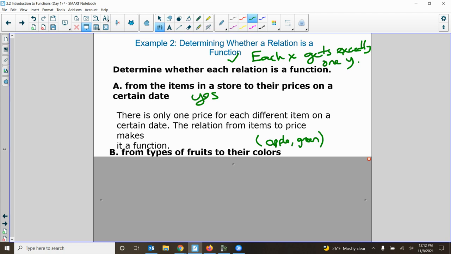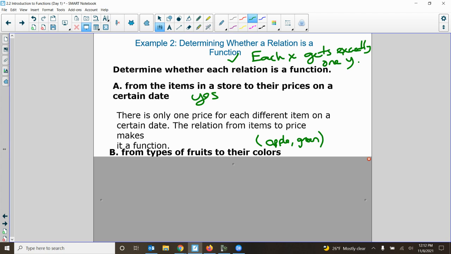Say that one more time. Pineapples and bananas. Oh, like they're different colors? But they're the same color. That is irrelevant that they're the same color. The question is, can a fruit have two different colors, right? Because we're talking about the fruit is the X and the color is the Y, right?